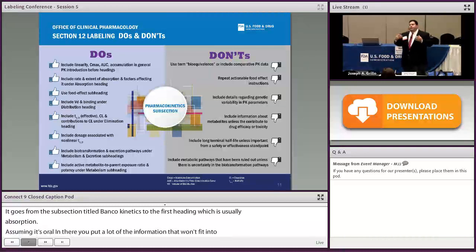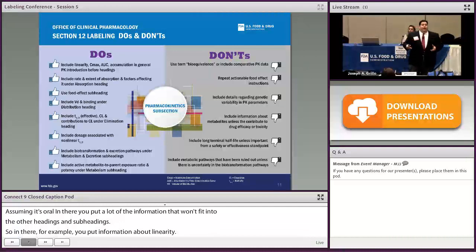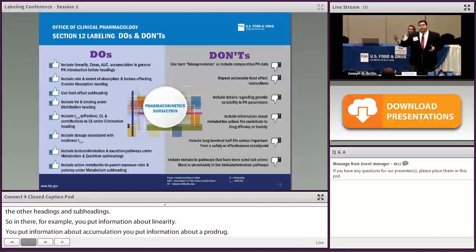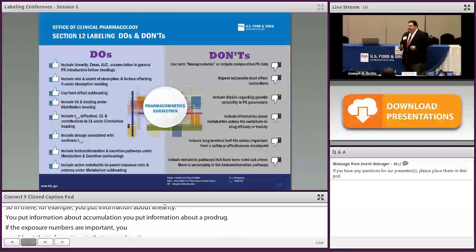You'd put information about, is this a prodrug? If the exposure numbers are important, the actual AUC or Cmax, you would put that information in that general section. And then you would have the other sections: absorption, distribution, elimination, metabolism, excretion.